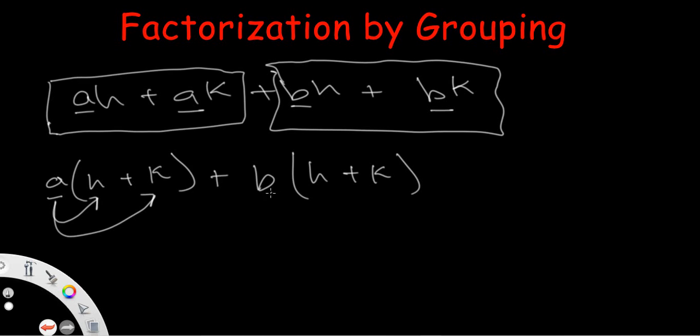Now, if you again want to see whether your solution is correct, you can always multiply out the answer and see if it matches the question. If you multiply B with H, you get BH, and B times K is BK. So it's just that simple. Okay, let's do another example.